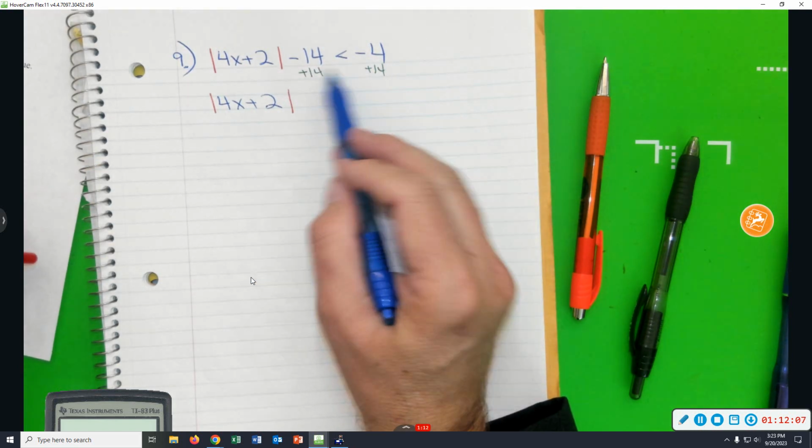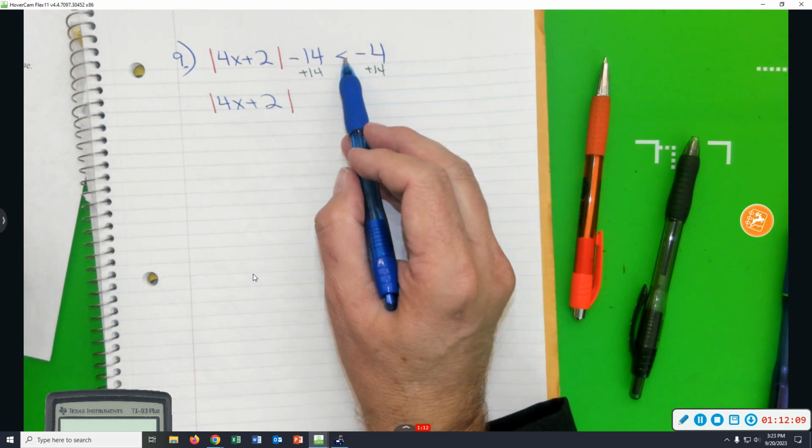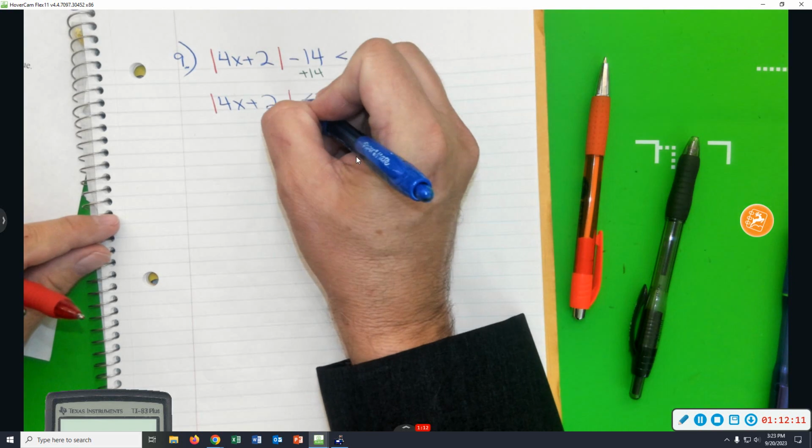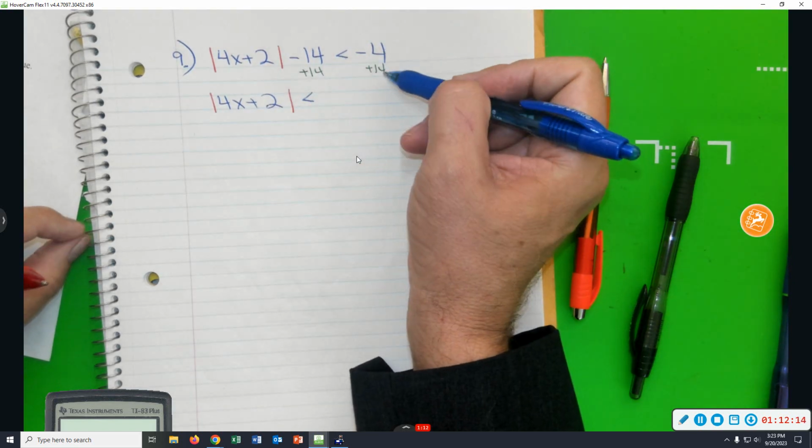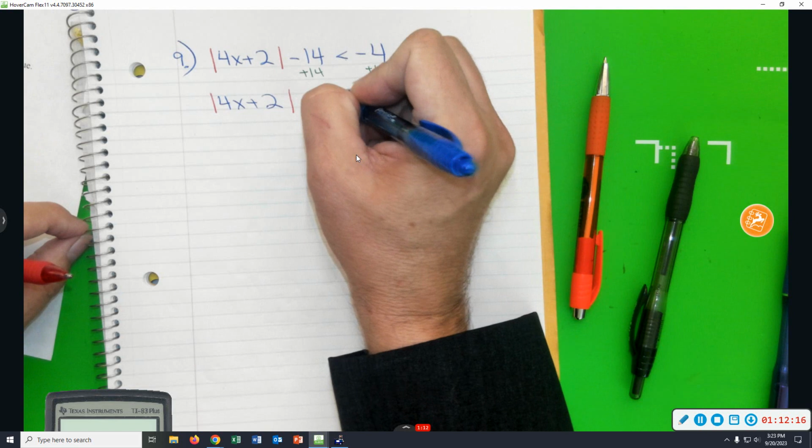Adding and subtracting from both sides of an inequality doesn't change the inequality. It's just a less than. Negative 4 plus 14 is a positive 10.